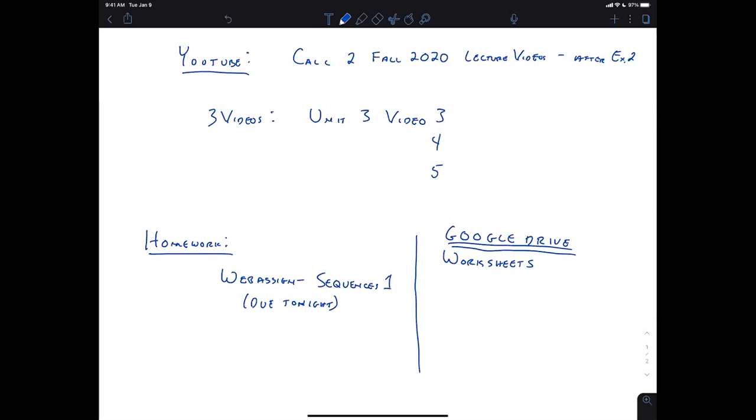And you're expected to use the solutions to make sure that you genuinely understand how to do the problems on the worksheets. I'm not going to collect the two from last week, but there are two from last week. One is called Sequences 1, so Sequences 1 and then Sequences 2.